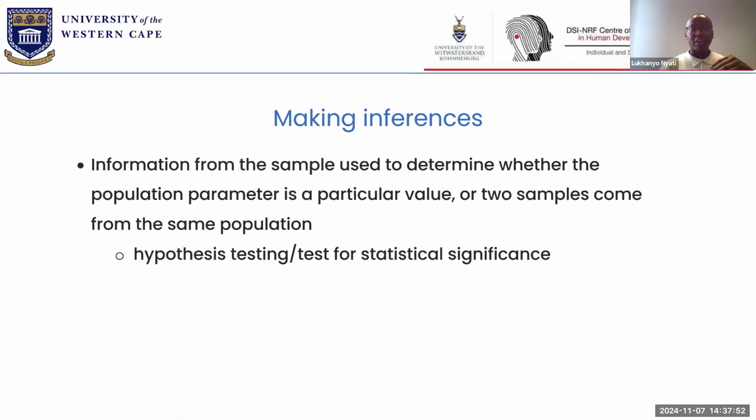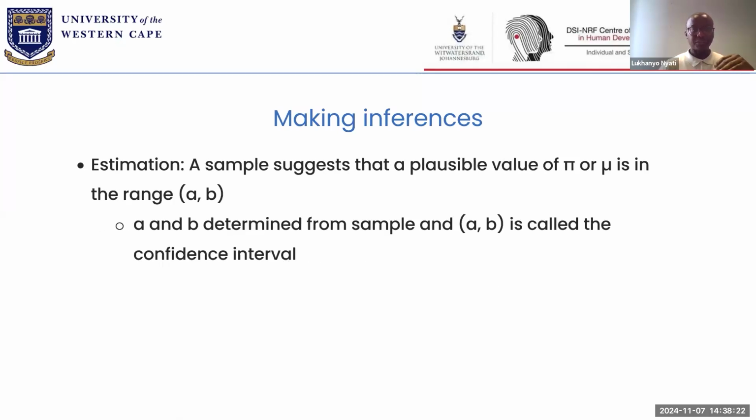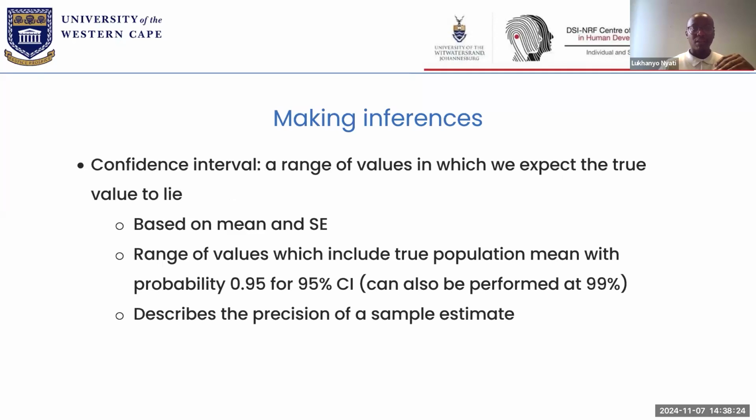All right. And the information from the sample is then used to determine whether the population parameter is a particular value, as in you're comparing to a standard, or whether two samples come from the same population, you're comparing two different samples and you want to see if they're equal. And this is performed using this concept of hypothesis testing. I'm not going to get into too much detail about it, but okay, that's a repetition.